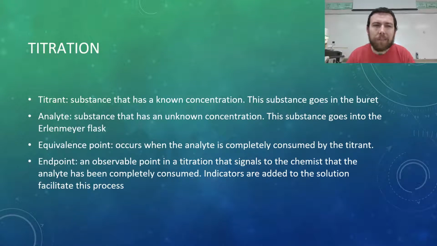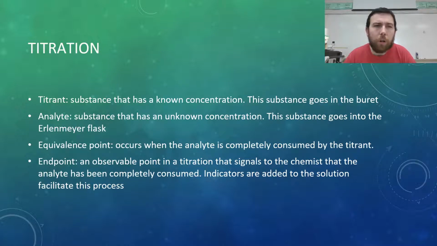The next substance is the analyte. And your analyte is the substance that has an unknown concentration. So this is what you're trying to figure out. You're trying to identify the concentration of this analyte by using the titrant. Now, this is the substance that is going to go into your Erlenmeyer flask. Okay, so in reference to our previous slide, that would have been the acid solution that had an unknown concentration. That's what went into the Erlenmeyer flask.